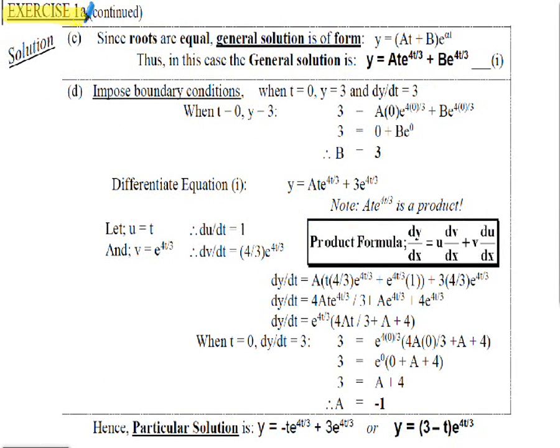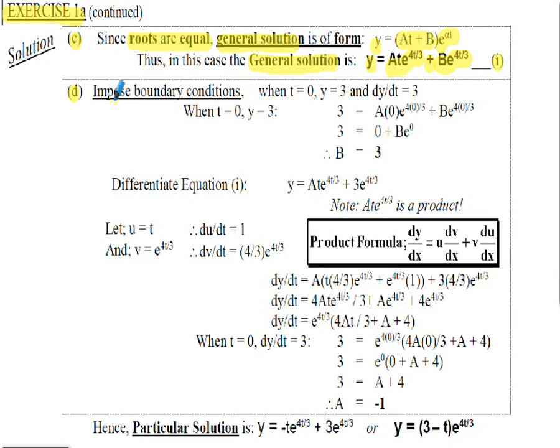Exercise 1a solution continued. Part 3 here. Now, because the roots are both real and the same, the general solution from our previous slide will be y is equal to (at + b) multiplied by e to the alpha t. So the general solution for this particular question will be y is equal to at e to the 4t divided by 3 plus b e to the 4t divided by 3. And that's labelled equation 1. So there's our general solution.